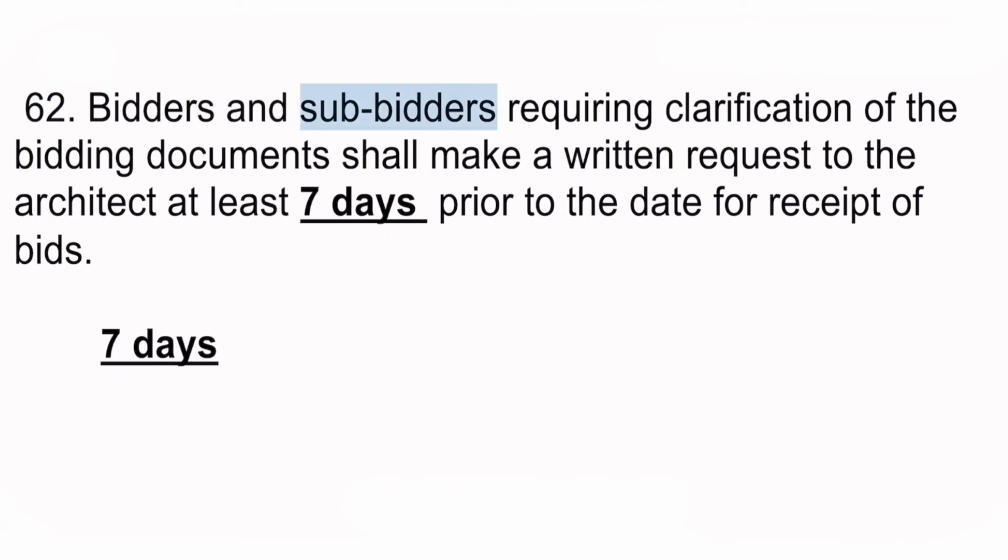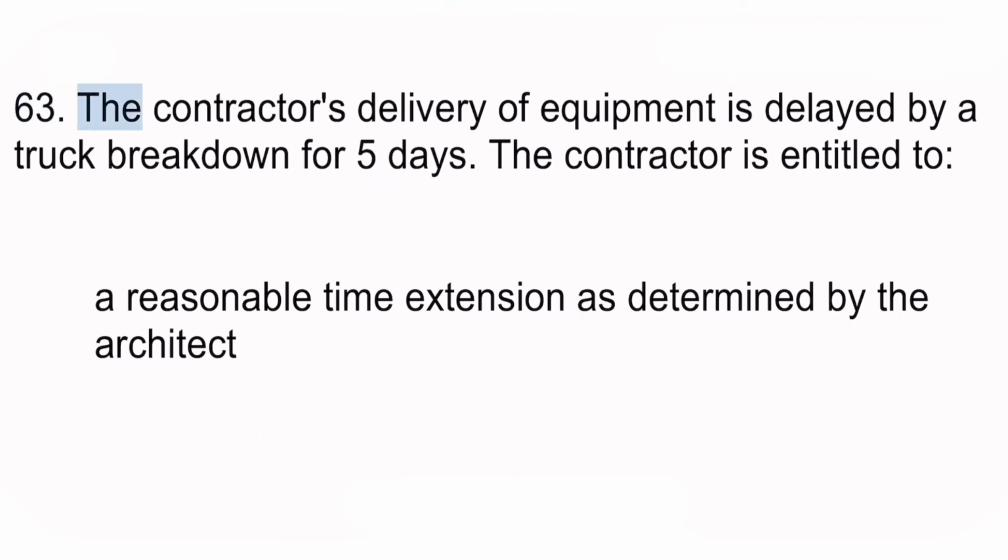62. Bidders and subbidders requiring clarification of the bidding documents shall make a written request to the architect at least 7 days prior to the date for receipt of bids. 7 days. 63. The contractor's delivery of equipment is delayed by a truck breakdown for 5 days. The contractor is entitled to a reasonable time extension as determined by the architect.